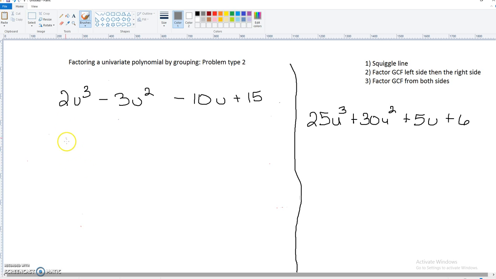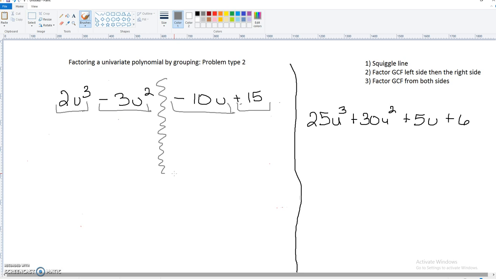Okay, so the first thing that I need you to understand is that anytime you have four terms, and I'm going to use gray to show you, we've got four terms, okay? Anytime you have four terms and you are factoring, you're going to draw a squiggle line right down the middle. Ta-da! Isn't that neat? So, remember, factoring is just a fancy word for division. So we're actually dividing stuff out. And in this case, it's the GCF.